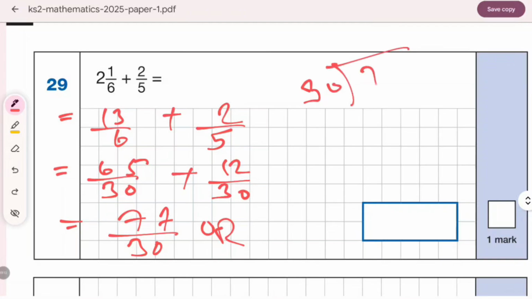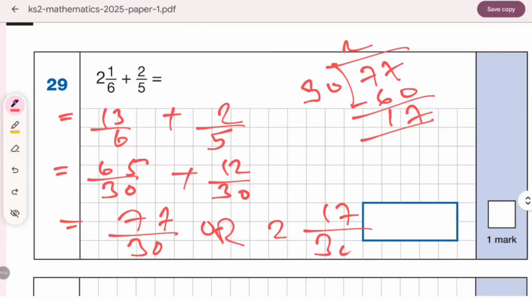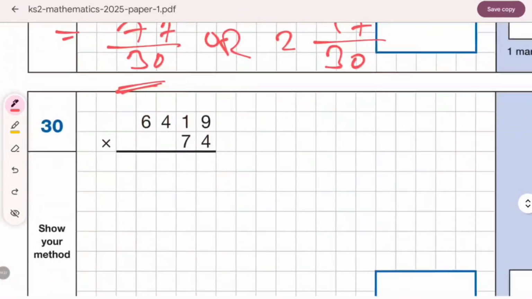So when we divide 77 by 30, it will be divisible 2 times with remainder 17. So we can say the correct answer for this question will be 2 whole 17 by 30, or we can say 77 by 30. Both of them are correct answers for this question.